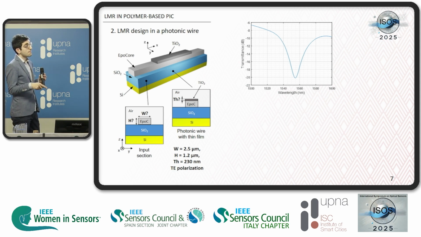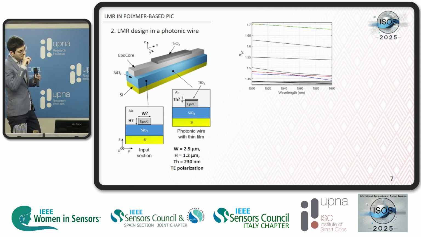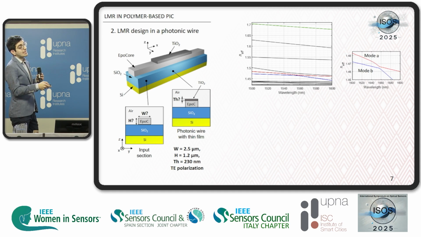resonance. This graph corresponds to the modal analysis of the second section, the section with the thin film. And here the effective index versus the wavelength. And here I have remarked 3 modes, one in red, one in blue, and one in green. And here, if I have done a close-up, there is a phase matching between the mode I have called mode A and the mode I have called mode B.